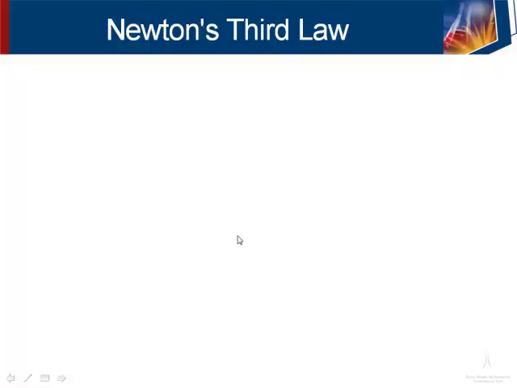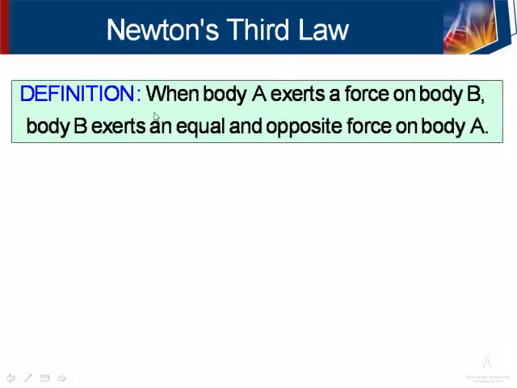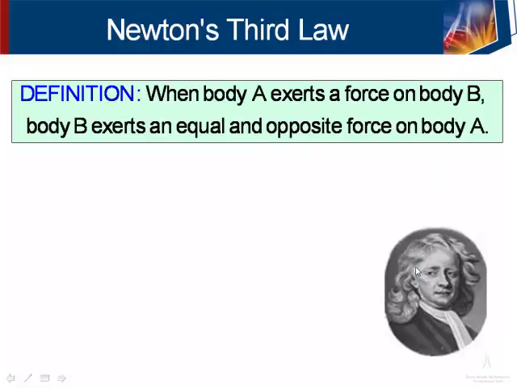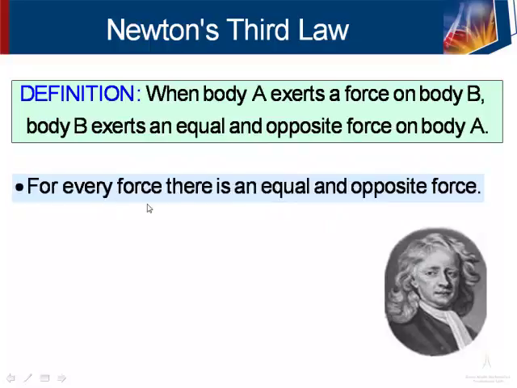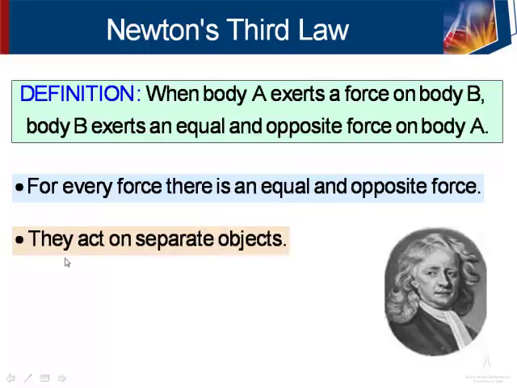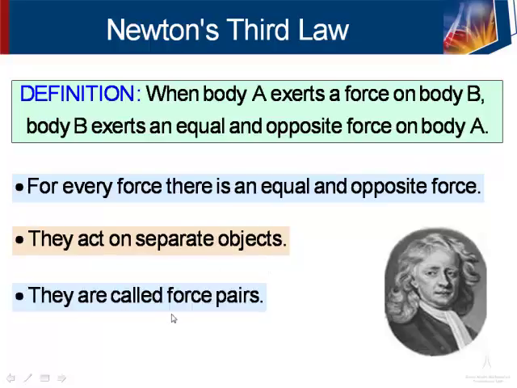Newton's third law. The definition for Newton's third law: when body A exerts a force on body B, body B exerts an equal and opposite force on body A. This is Sir Isaac Newton's third law. For every force there is therefore an equal and opposite force, and remember they act on separate objects. They are also called force pairs.